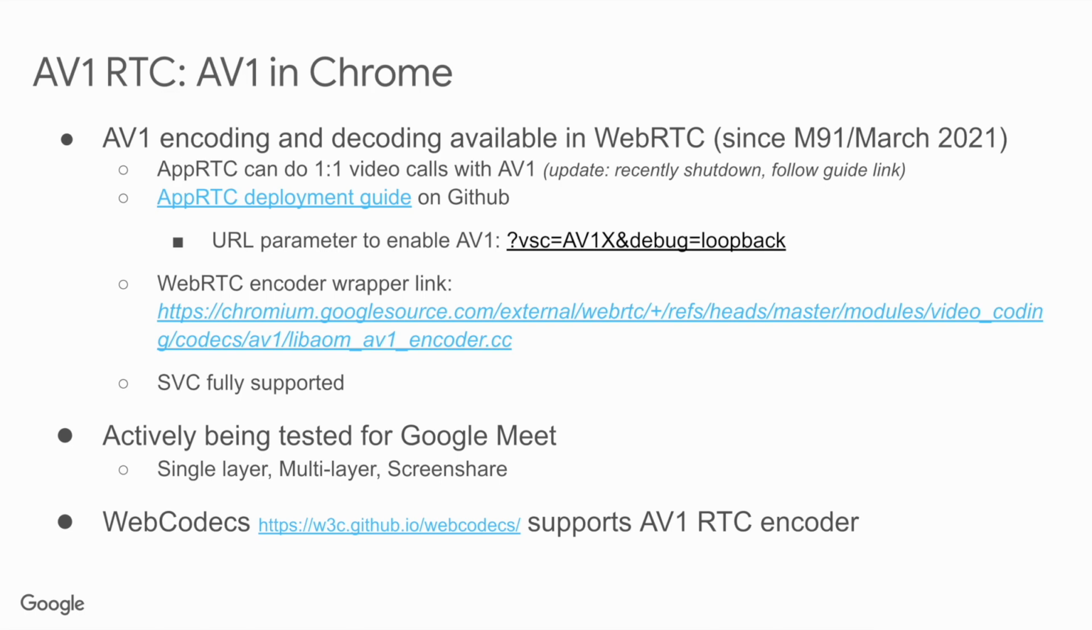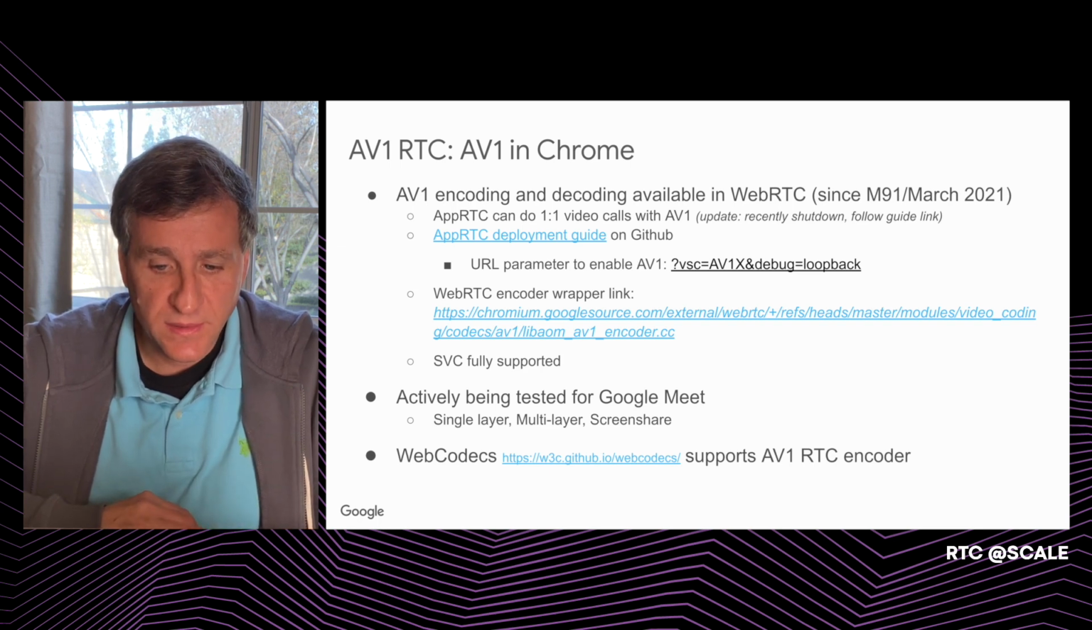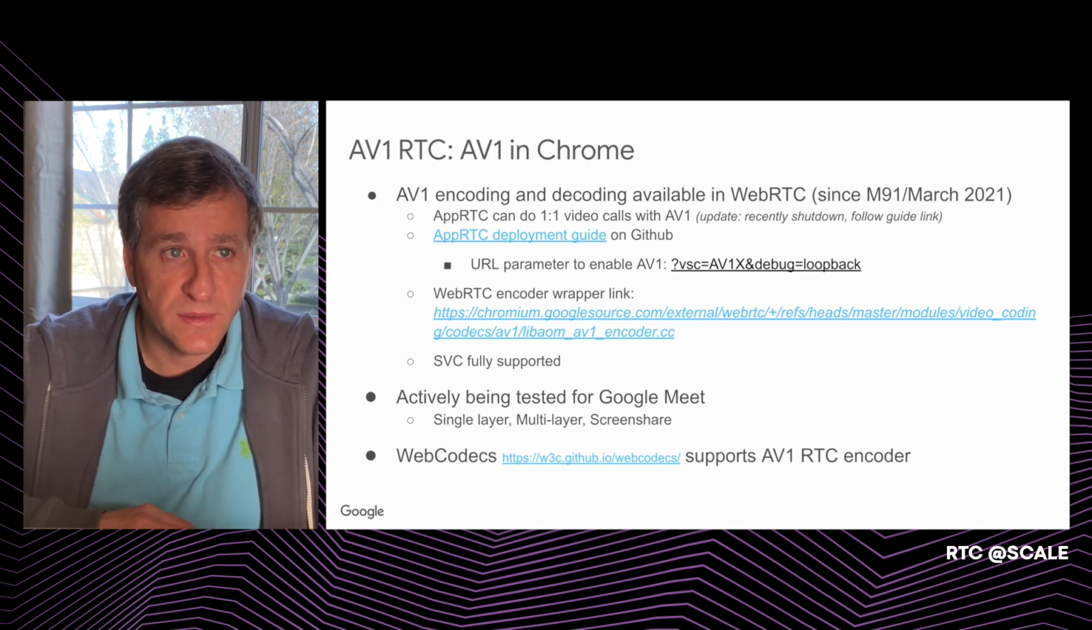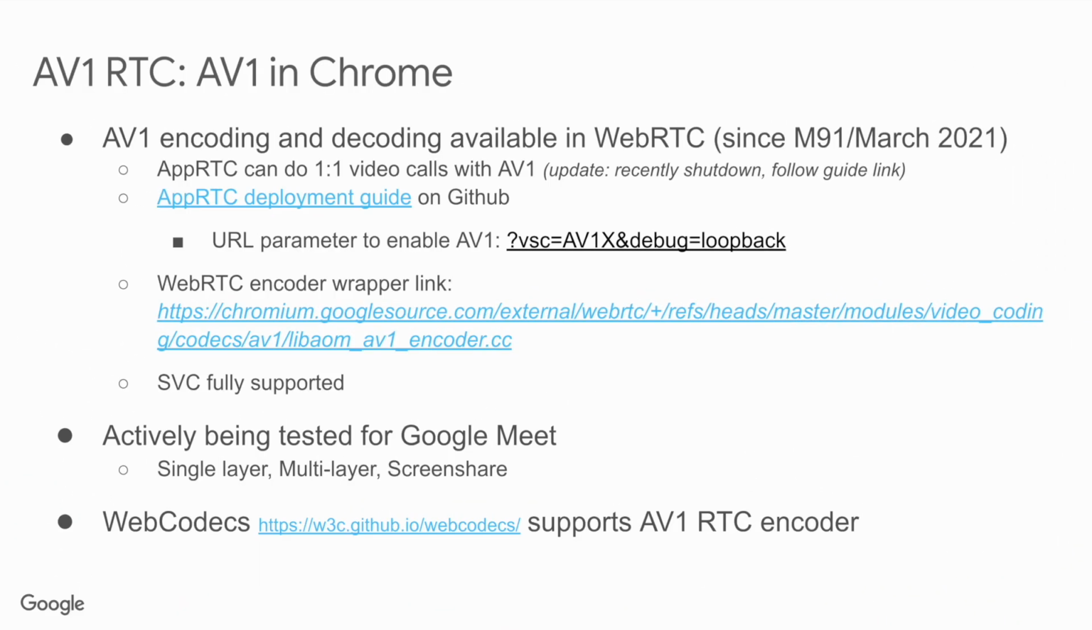So here you can see all the generic RTC settings that are used. And also, since the launch last year, we've been working hard on getting SVC fully supported, and it is currently fully supported in Chrome SVC for AV1. So it's actively being tested for Google Meet and for various scenarios and encoding configurations like single layer encoding, multi-layer, which means with temporal or spatial layers, and also for screen share, which is a screen content mode. I also want to mention WebCodecs, and there's a link here, which has also recently added support for the AV1 RTC encoder.